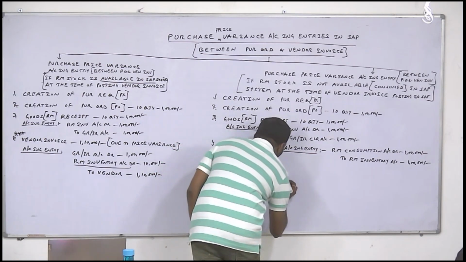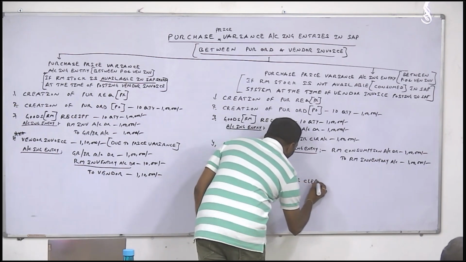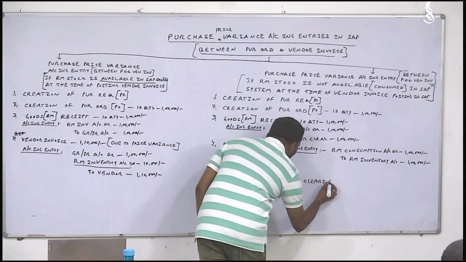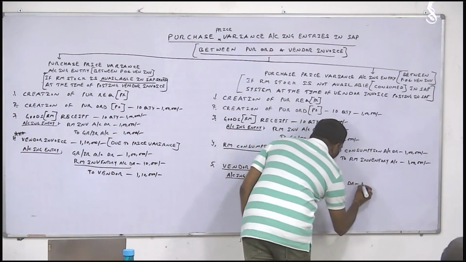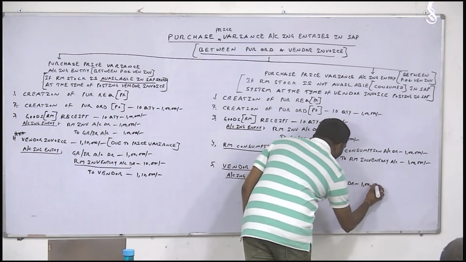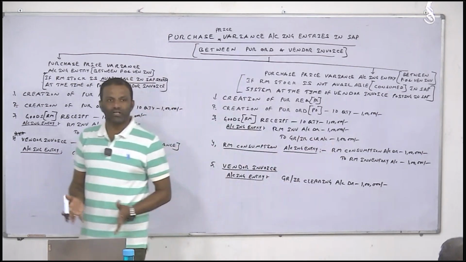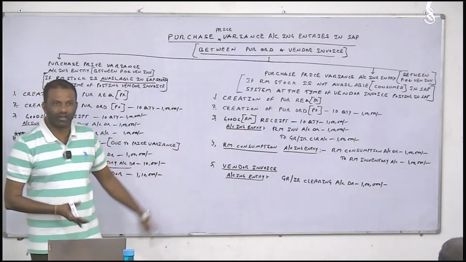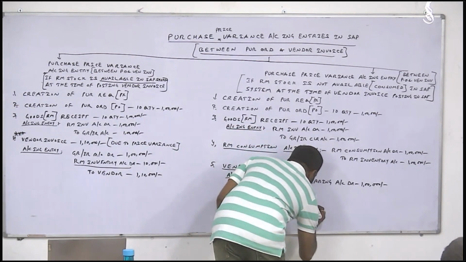GR, IR, clearing. How much? 1 lakh. Because you have debited. You have already created a GRIR of 1 lakh, so you cannot change that one. GRIR how much? 1 lakh. Then to vendor. How much?